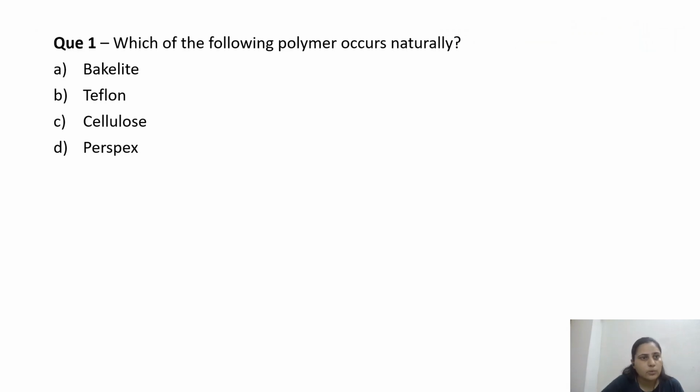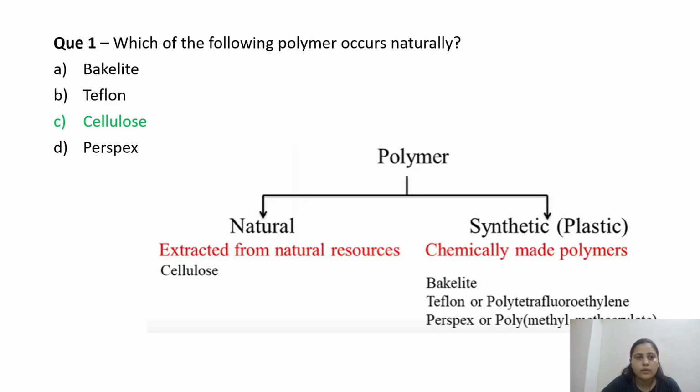So question 1 says, which of the following polymers occurs naturally? Bakelite, Teflon, cellulose, perspex. What do you think, which of the polymers occurs naturally out of all these 4? Yes, the option C is correct, which is cellulose. We know that there are 2 different types of polymers, natural and synthetic. The natural ones are those which are extracted from natural sources, like cellulose.